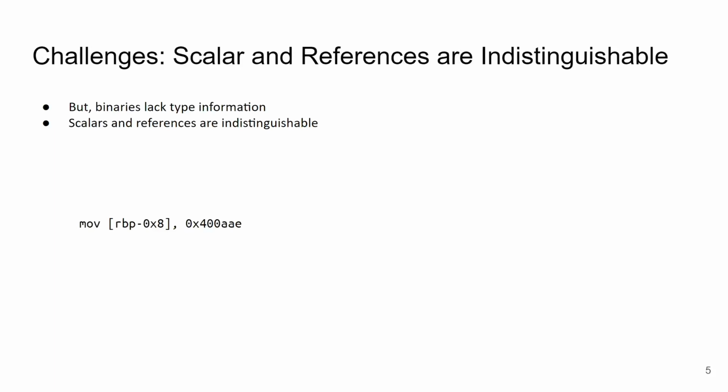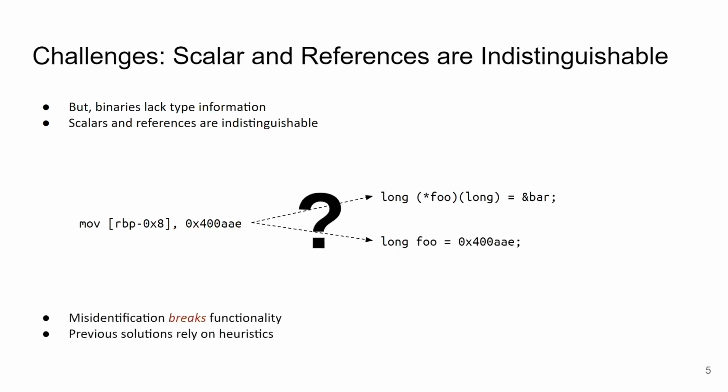The main problem is that binaries lack type information that enables the distinction between references and scalars. Consider, for example, this move instruction that stores a constant value into a memory location. Without further analysis, it is impossible to say if the constant is a reference, for example, storing a function pointer to a local variable, or simply a scalar assigned to a local variable. Misidentification of scalar versus reference breaks functionality in the binary, and in general, disambiguating between scalars and references is an undecidable problem.